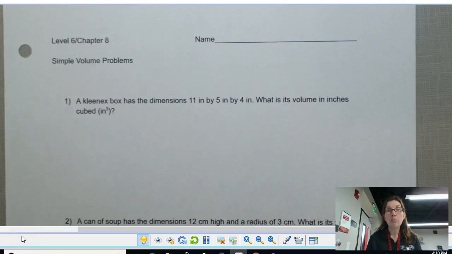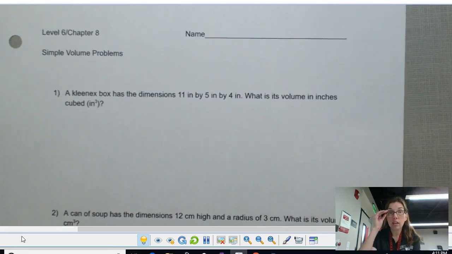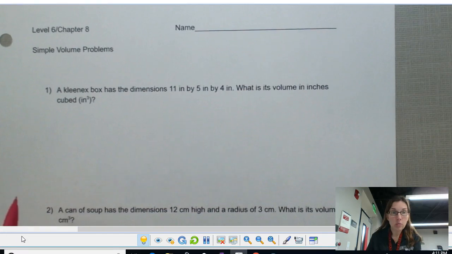This is video 8.6, where I will be teaching you about simple volume problems. Now there are two different ways we can calculate the volume. I'm going to teach you two different shapes. The first one is a rectangular solid. And so let's look at problem one.